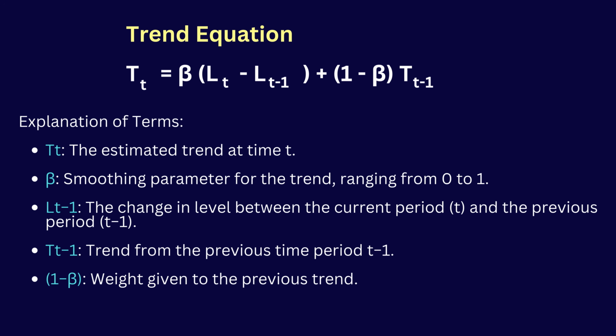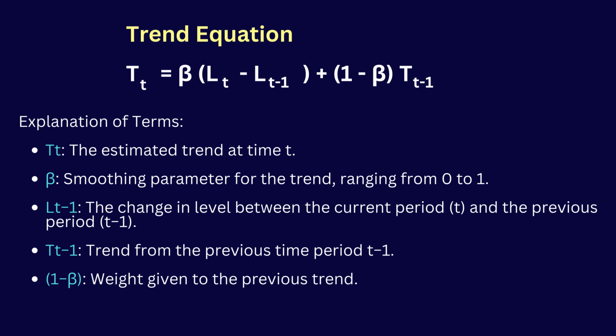Trend equation: T_t = beta * (L_t - L_{t-1}) + (1 - beta) * T_{t-1}. T_t is the estimated trend at time t. It reflects the direction and magnitude of change in the series. Beta is the smoothing parameter for the trend, ranging from 0 to 1. A higher value of beta gives more weight to recent changes in the level.